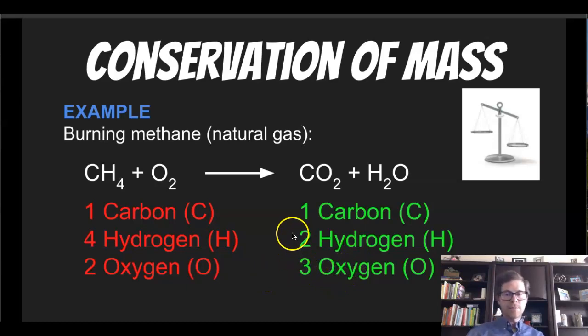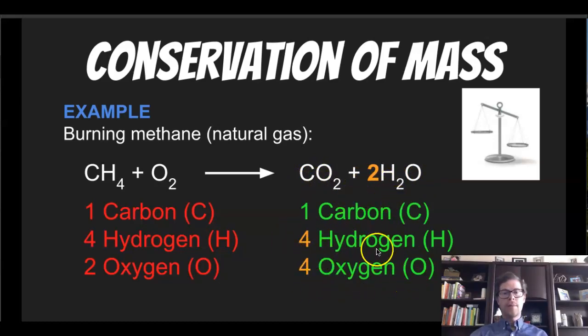So we fix this by balancing using coefficients. So let me show you how we can do that. What I'm going to do here is just add a 2, a coefficient of 2, right next to this H2O. Because I had 4 hydrogen over here, but only 2 over here. So if I add in that 2, that becomes 2 times 2 hydrogen, or 4. And then I have 2 times 1 oxygen, plus 2 oxygen over here. So I end up with 4 oxygen, right?